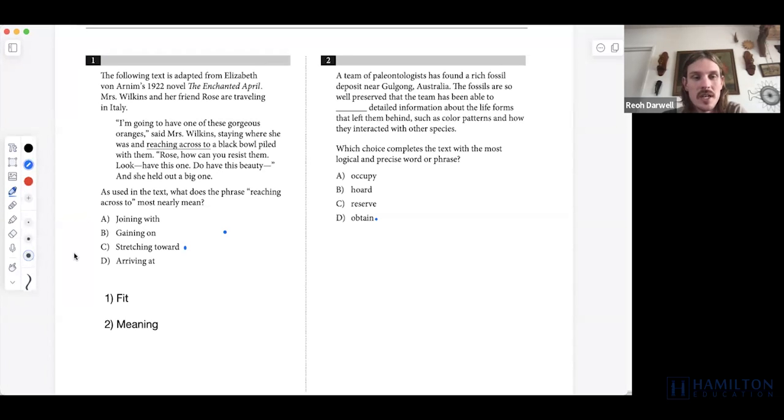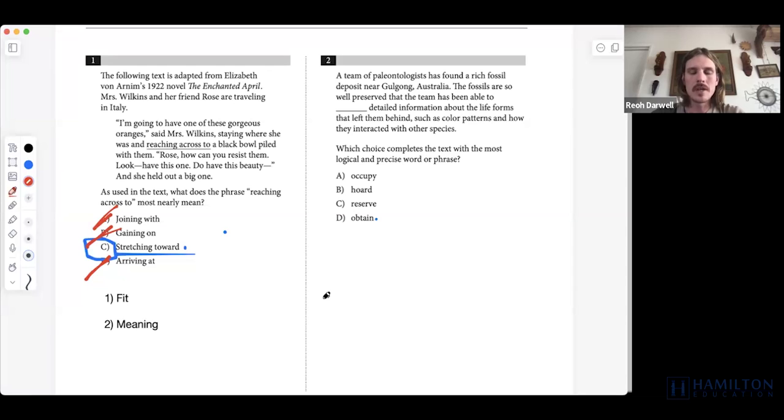If you're missing this question, you're likely moving too fast. When you reach across to a black bowl, you are stretching toward it. You're reaching for it. When you're gaining on something, it usually means you're making up ground. Doesn't work here. Joining with would mean she's connecting to the bowl in some way. And arriving at means there would be some distance traveled, which includes a time consideration. It's more like driving or riding a horse. So the only one here that has fit and meaning would be stretching toward.